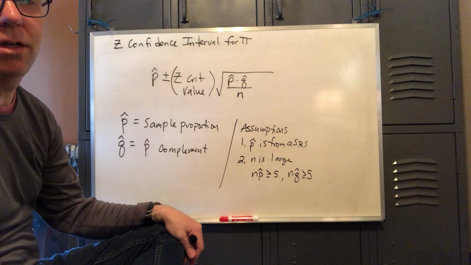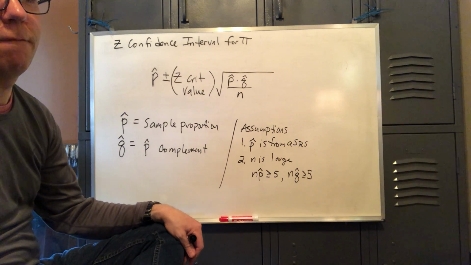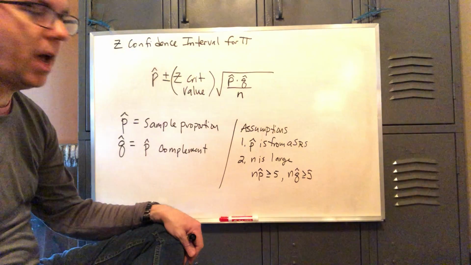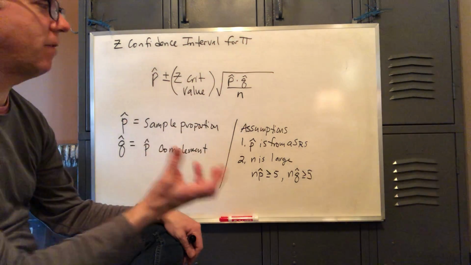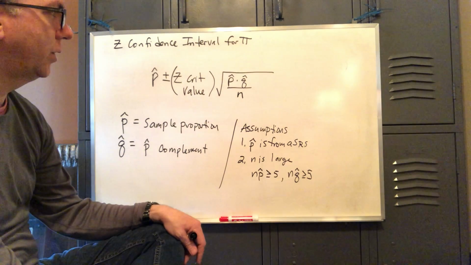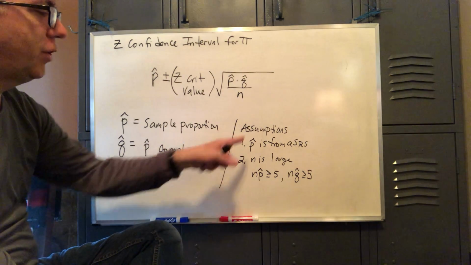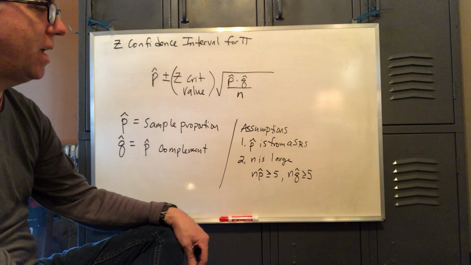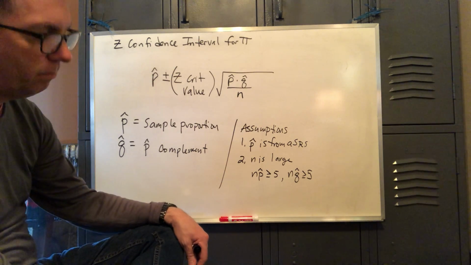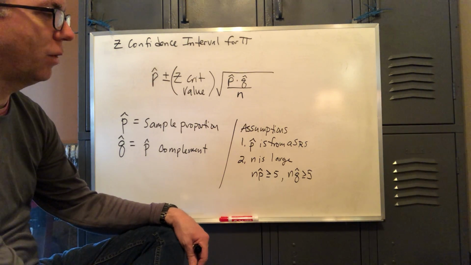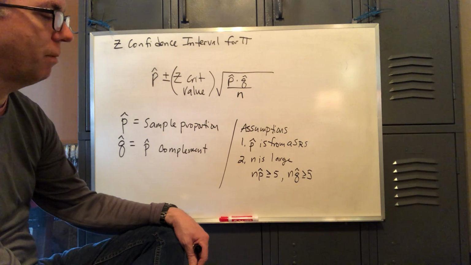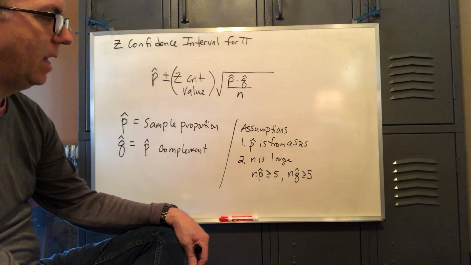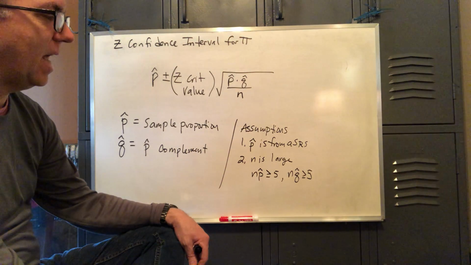So if p hat is 0.52, then q hat is 0.48. Remember, together they have to equal 1. All right, so they're complements of one another. So I have two assumptions this time. One is that p hat is from a simple random sample. Remember, we learned that a while ago at the beginning of the course, that we like simple random samples for our data. And then number two is that n is large.